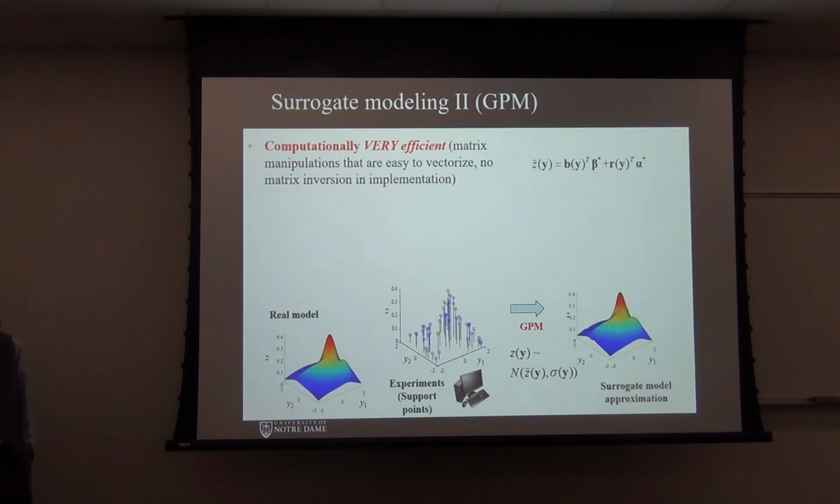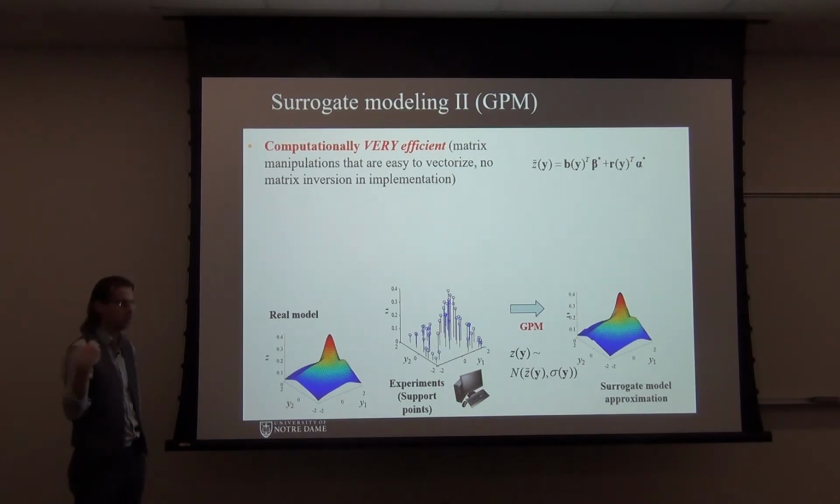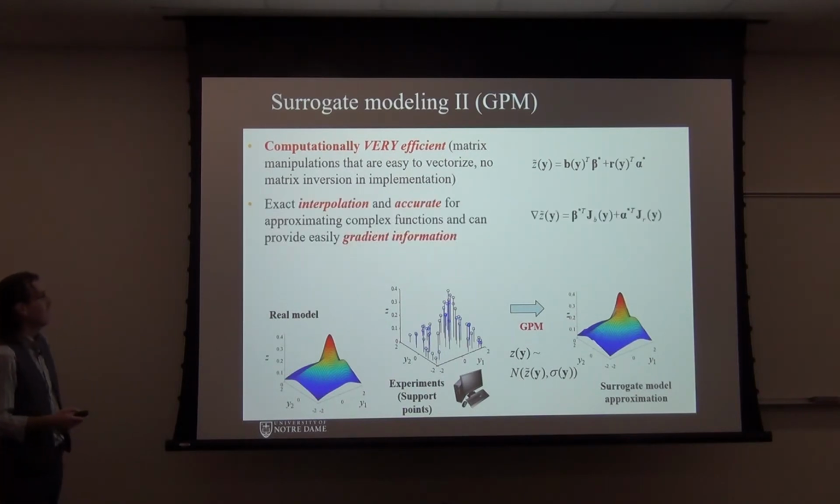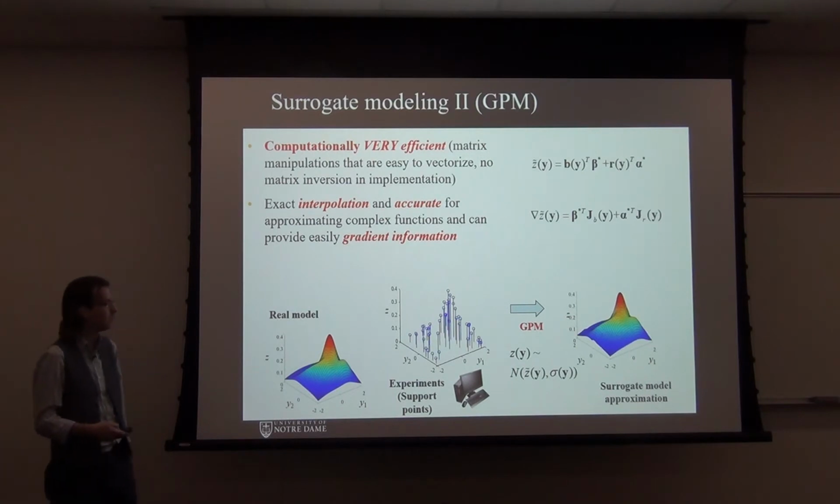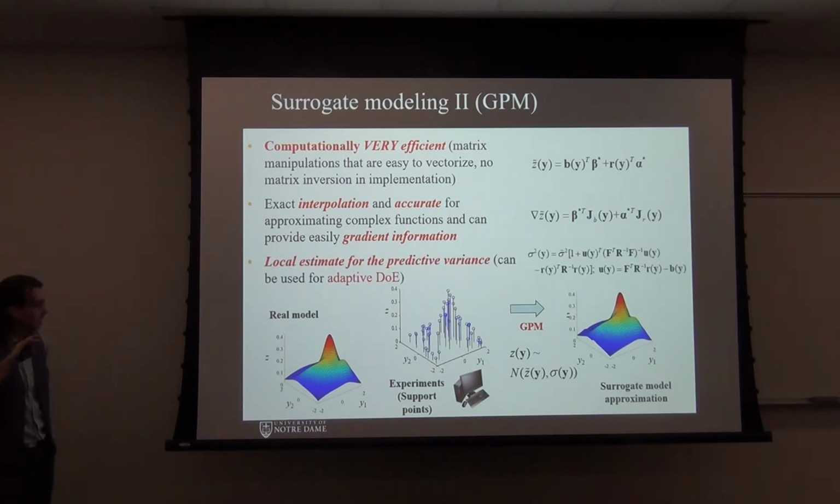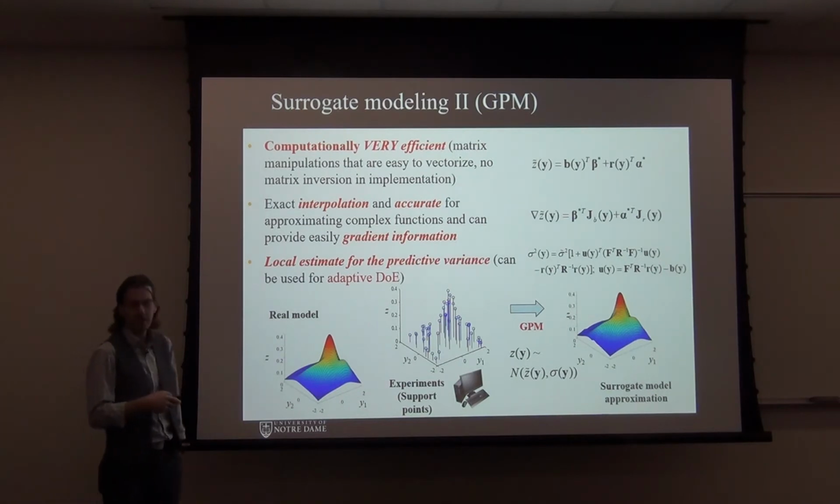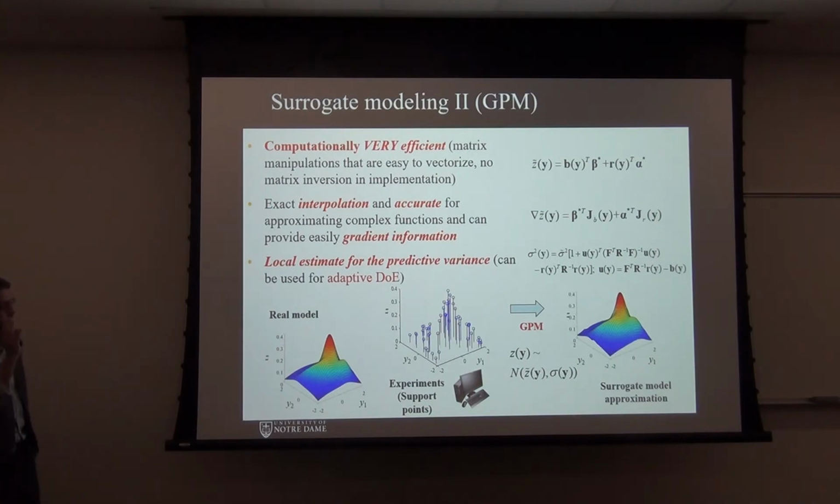So in summary, we like GPMs for uncertainty quantification for a number of reasons. They're computationally exceptionally efficient. Once you have your database and you train your Gaussian process meta model, you can do 100,000 predictions at very small computational cost. They have been proven very accurate for approximating even complex functions, and you can leverage them to very easily get gradient information. And finally, they have this local estimate for the predictive variance, which can be very, very useful for an adaptive design of experiments. So this is our meta model.